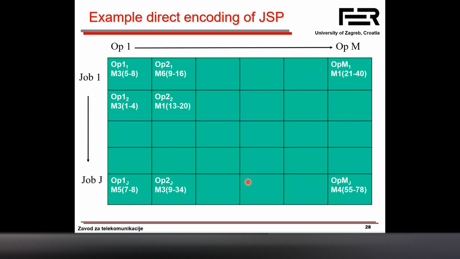So this would be an example of a concrete solution, or direct encoding, of this problem. So this would be a solution of the schedule. We know for each operation that corresponds to each job, which machine it's being executed on and during which time frame.